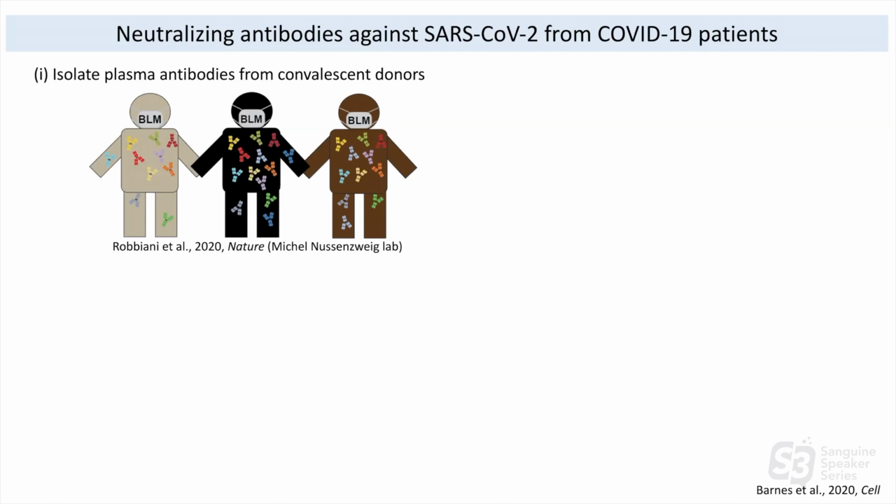So this is now the reason. Obviously, these are polyclonal. That's why different colors of antibodies are shown in those schematic donors.